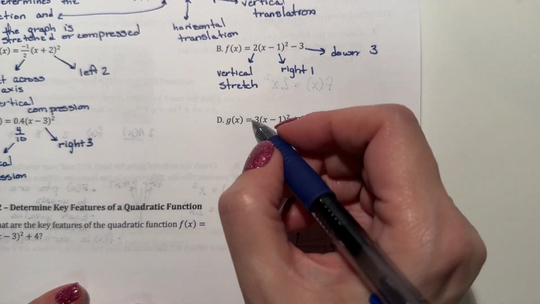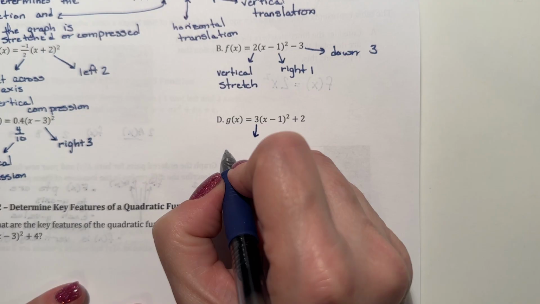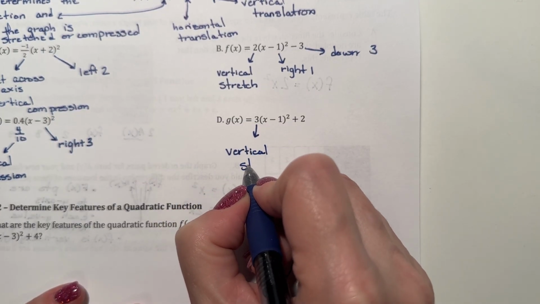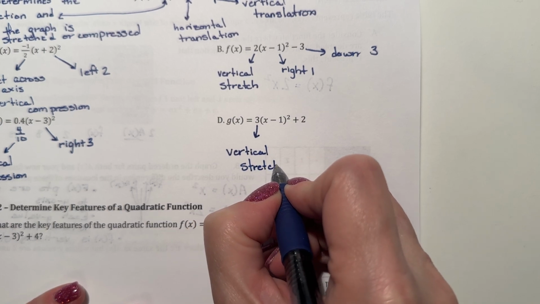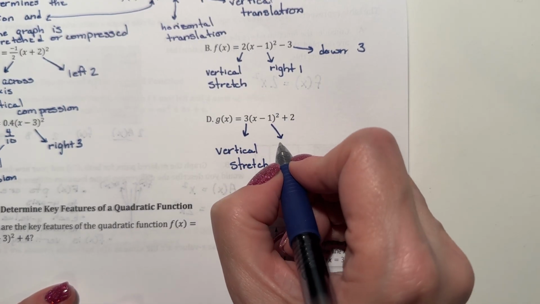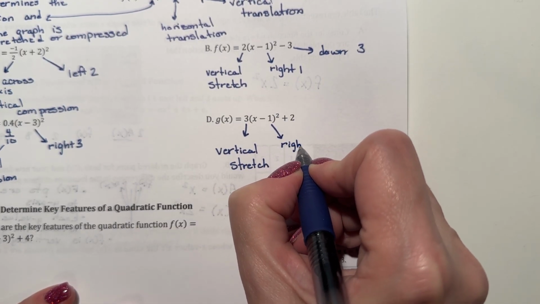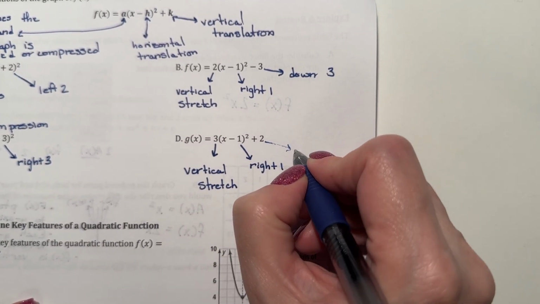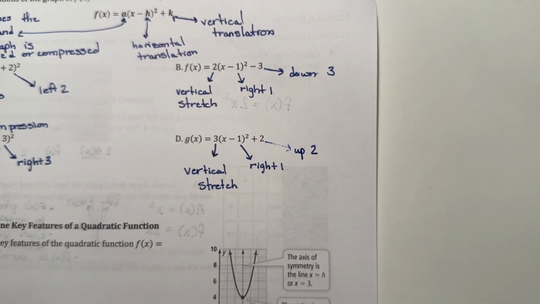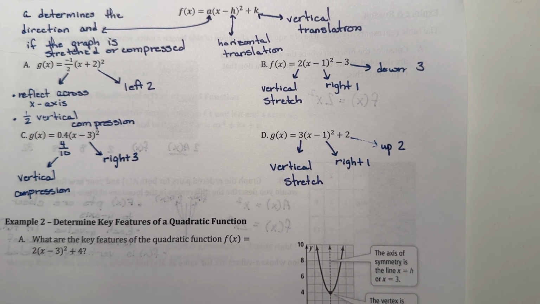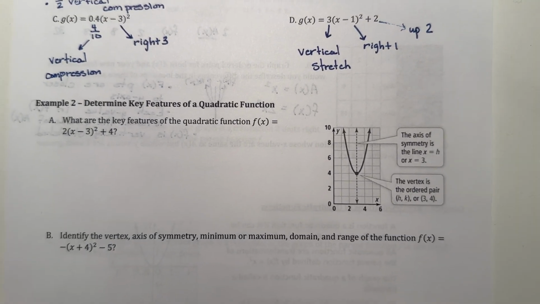Moving over to this side, we have a 3 here. That is going to cause a vertical stretch. Then you have that -1 inside the parentheses, so that's horizontal, opposite of what you see. So it's right 1. And then finally we have a vertical change, and that is going to go up 2. So that's just looking at already written equations and figuring out what is going on with those equations. Now let's slide down to a picture.